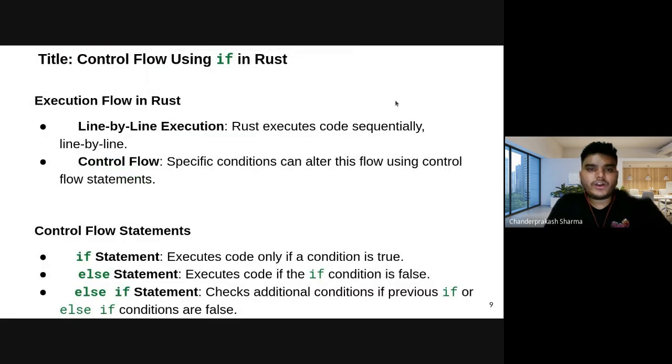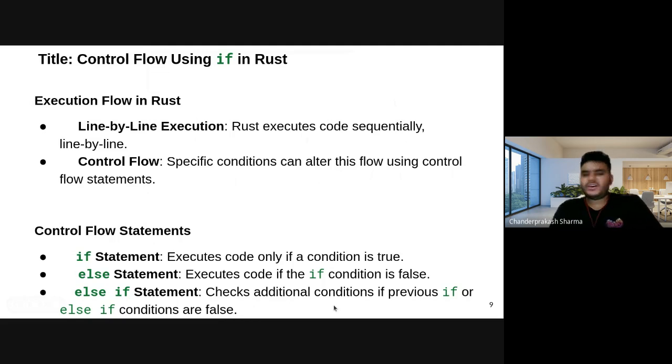Okay, next topic, control flow using if in Rust. Guys, it's very important to understand control flow because execution in Rust is line by line. Rust executes code sequentially, line by line. Specific conditions can alter this flow using control flow statements. So what are the control flow statements? The if statement executes code only if a condition is true. The else statement executes code if the if condition is false. The else if statement checks an additional condition if the previous if or else if conditions are false.